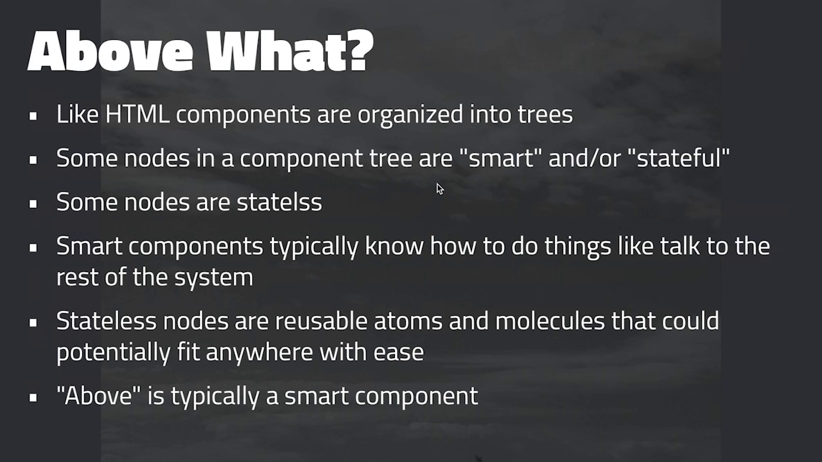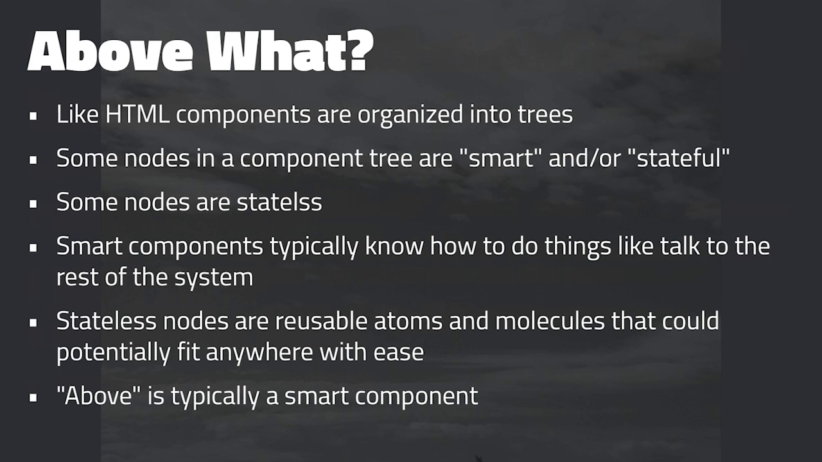And some of the nodes in these trees are going to be smart or stateful, which means that they're going to know how to talk to the rest of your system somehow. They might know how to talk to one of your stores or your services that talk to servers. And some of the nodes are stateless, like the ones that we've largely looked at now. And these stateless nodes, they just get properties passed in, and then they do exactly what you'd expect them to do.